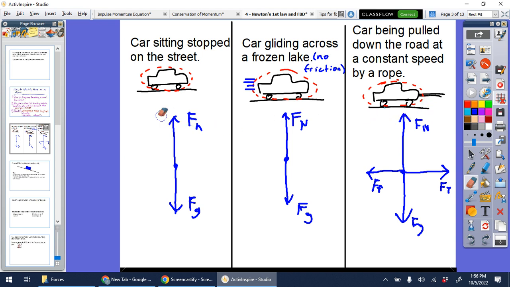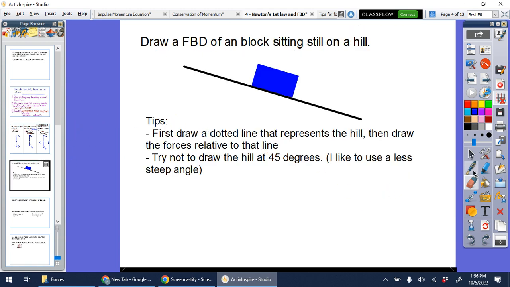Nice. Okay. Let's do once again a hill problem. Like I said, you're going to see lots of hill problems, so I want to make sure this gets locked in. Take a look at my little tips, though. I highly recommend you follow them. I would highly recommend you first draw a dotted line that represents the hill. I'll draw it in red, I guess. Apparently, that's the color it chose for me. All right, a dotted line.